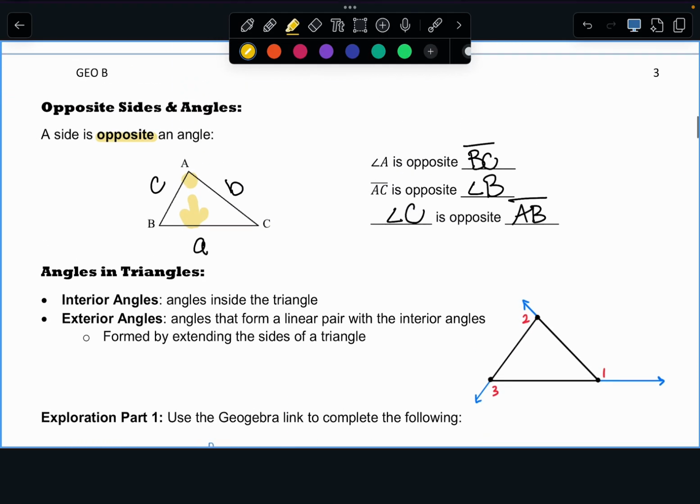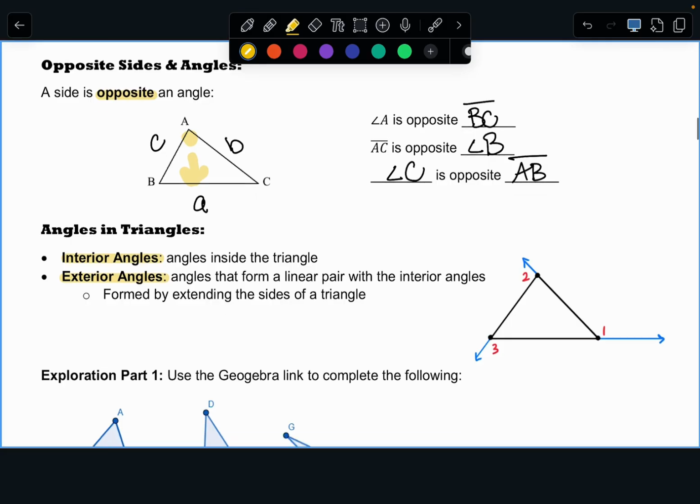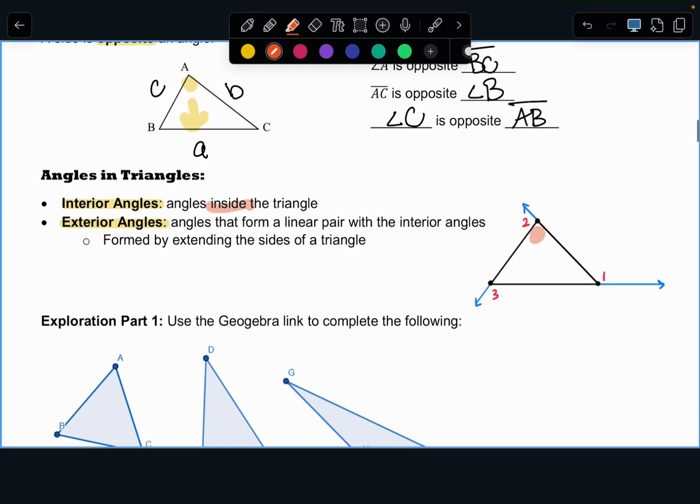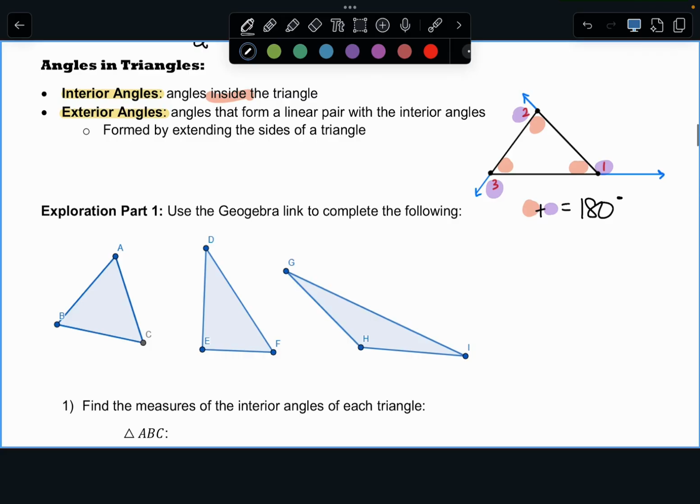Okay, another definition. This should go on your cheat sheet. Interior and exterior angles. Interior angles are inside your triangle. So all of these orange ones right here are interior angles. Exterior angles are outside the triangle, and they form a linear pair with your interior angles. So this orange angle plus this purple angle add to what? If they form a linear pair, yeah, 180. So for all of your angles, interior plus exterior is equal to 180.